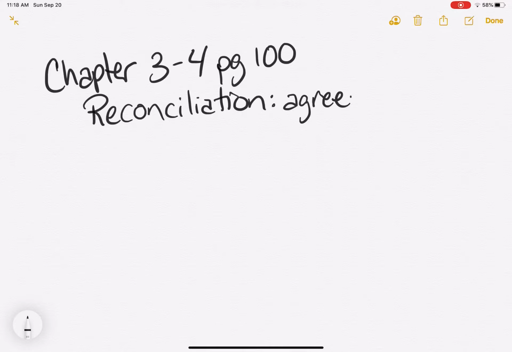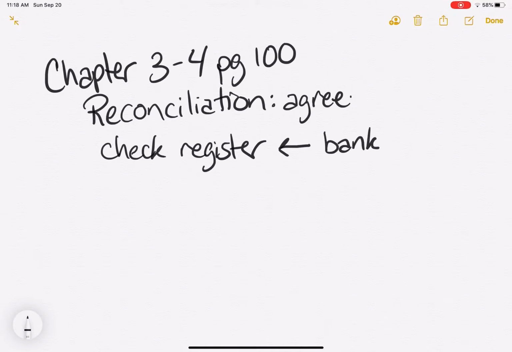So in this lesson, we are going to try to get our check register, which is a record that we keep of the money coming in and out of our account. We want it to have the same number as our bank statement provided by the bank each month. Okay, so the reason why it wouldn't agree would be problems like errors, which we'll talk about at the end of this lesson, and then things that are outstanding.